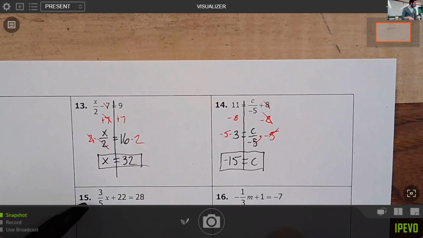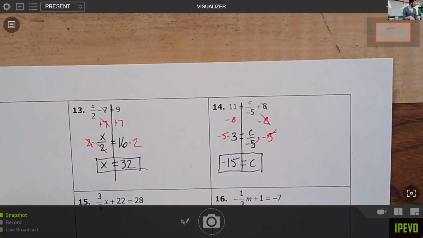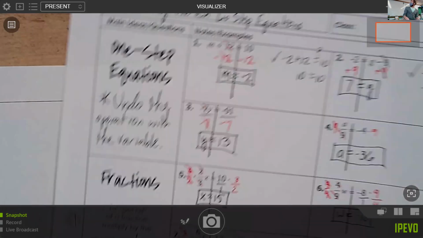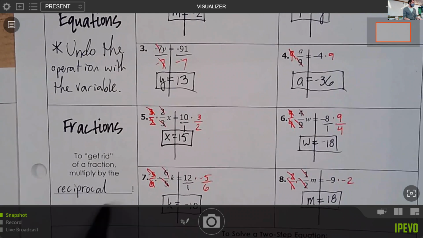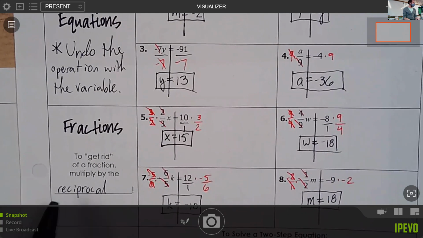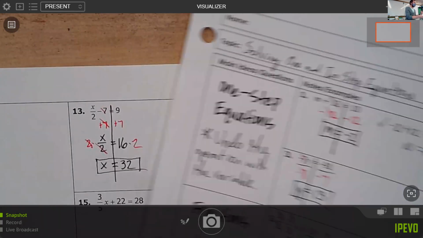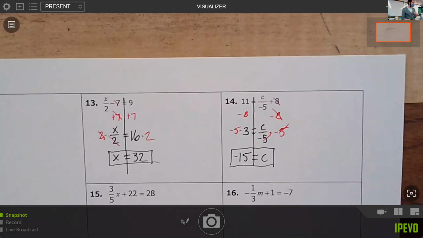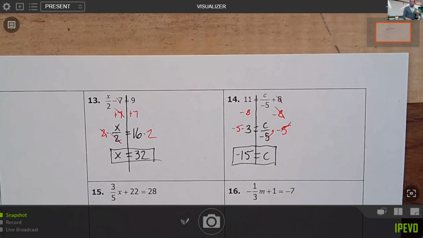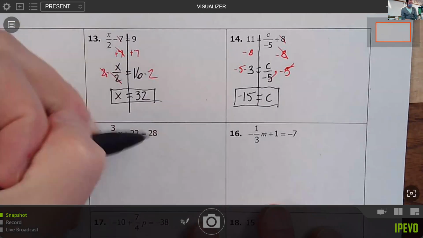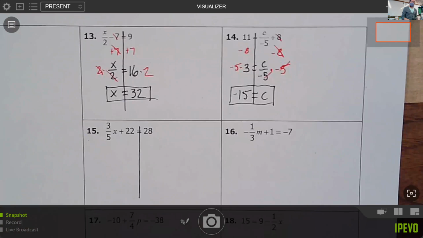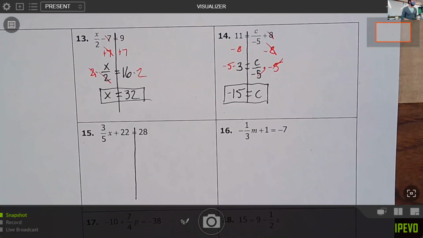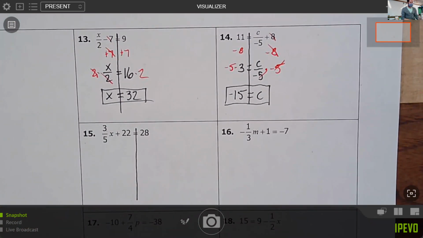These next 4, the first step is going to be very similar to what we've done. The second step is going to be going back to the fractions, because every single one of these next four are variables being multiplied by a fraction. So we have to undo that by multiplying by the reciprocal like we did a little bit earlier. So starting with number 15 here. What's the first thing we're going to do? What is it? Subtract 22.